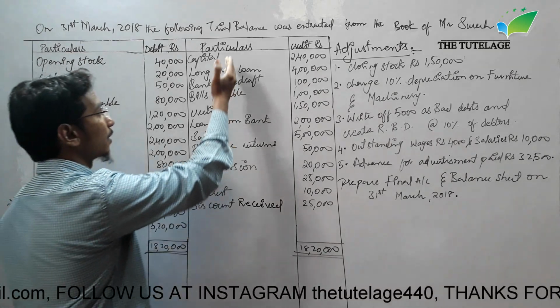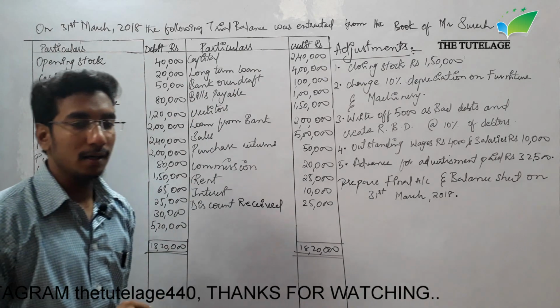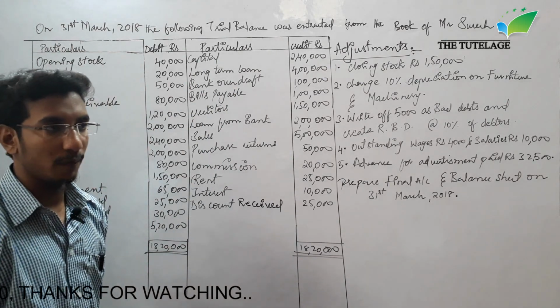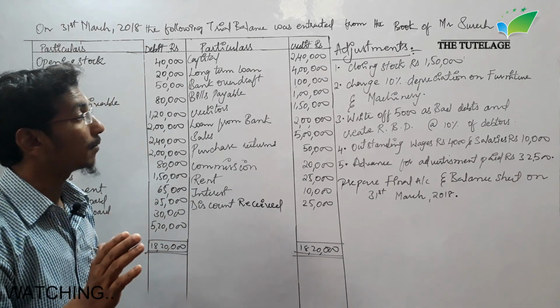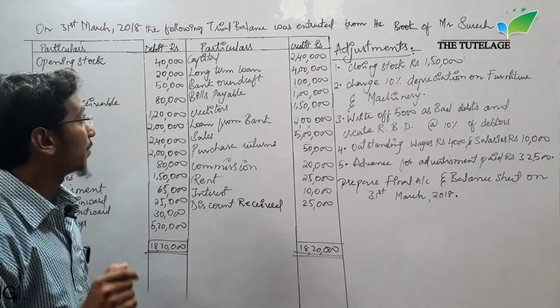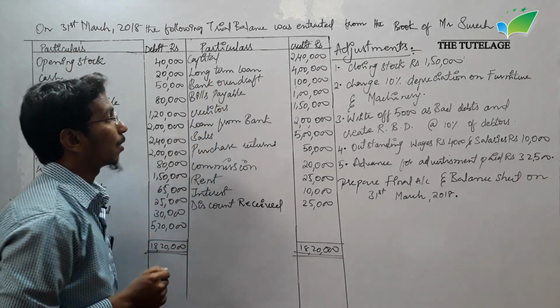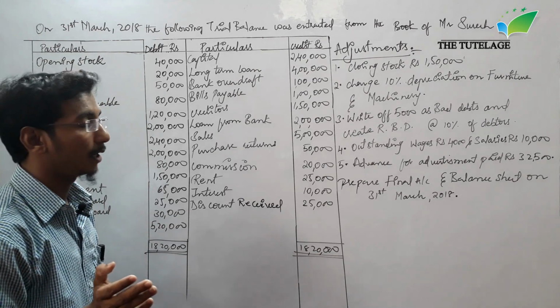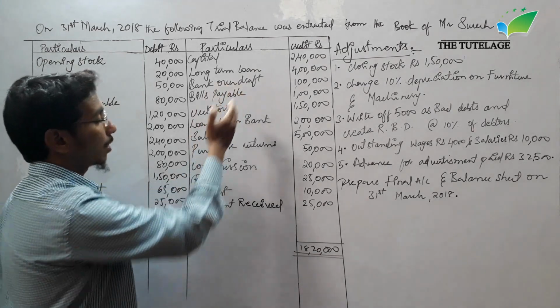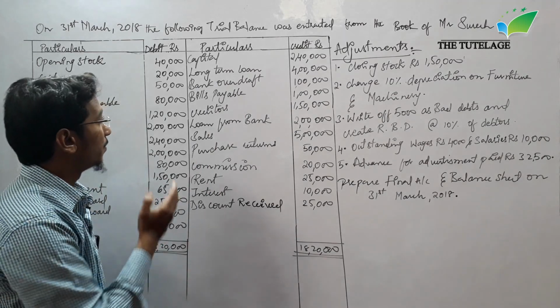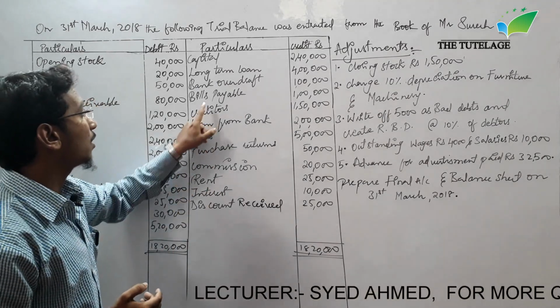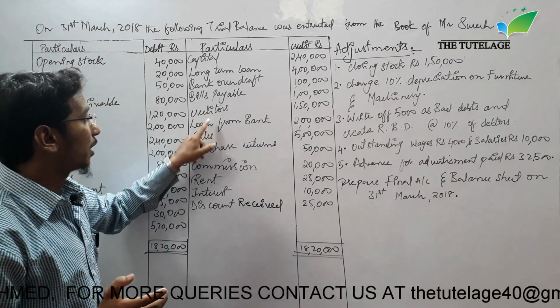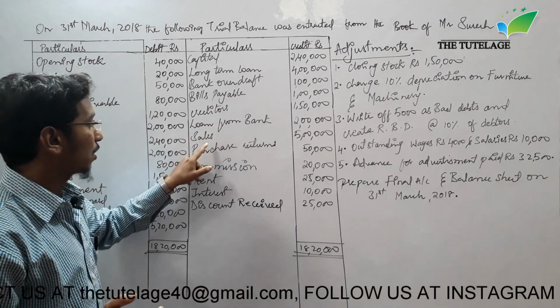Next, here on the credit side, capital is a liability for the business, so we record in the balance sheet liability side. Long term loan is also a liability, so we record on the credit liability side of the balance sheet. Bank overdraft is also a liability. Bills payable is also a liability. Creditors is also a liability. Loan from bank is also a liability.